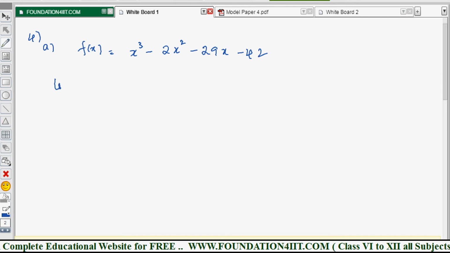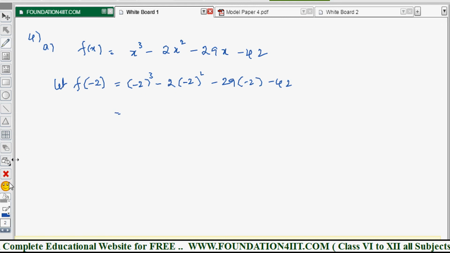Now let us take f of minus 2. I already checked with other numbers. You check with plus 1, minus 1, plus 2, minus 2 like that. With minus 2 we will get 0 if you substitute the value of x as minus 2. So minus 2 cube, minus 2 into minus 2 square, minus 29 into minus 2, minus 42. Everything is negative, so you should take the negative number.